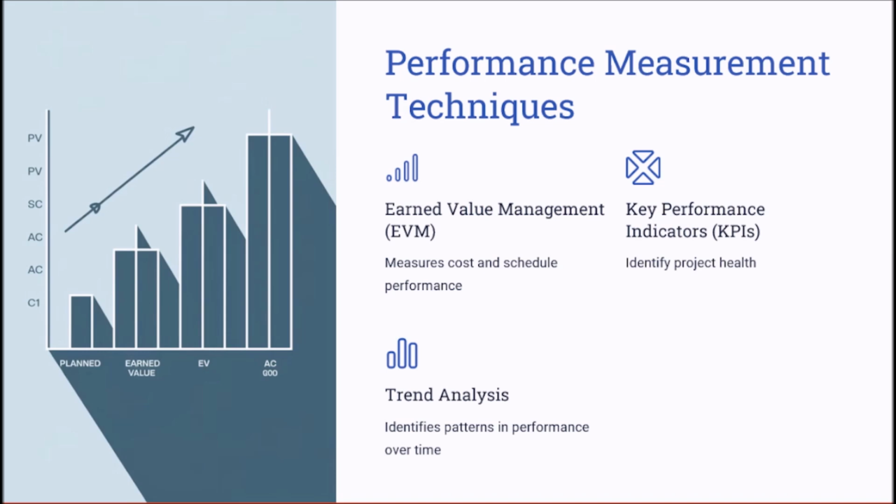So again, the key performance measurement techniques: we say the EVM, or the earned value management, which measures the cost and the schedule performance, the SPI, the CPI, and the variance between the baselines. We're going to cover that in detail in the next phase when we start talking about monitoring and controlling the project. The next one here is the key performance indicators to identify the project health. And lastly, we have the trend analysis to identify the patterns and performance over time.